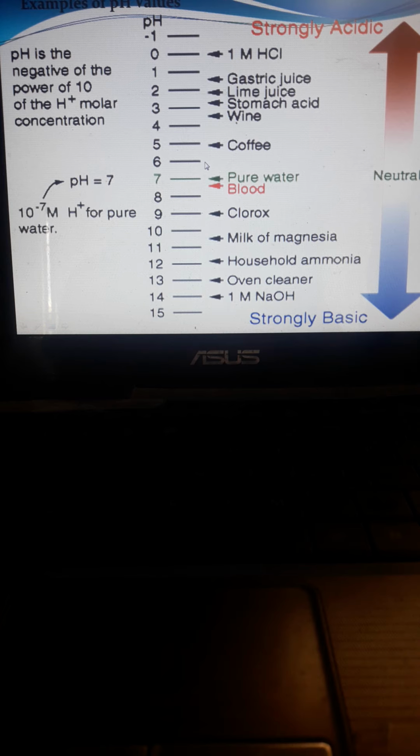And 6, that is almost a weak acidic environment. Then pure water, and blood is almost 7, 7.3 to 7.4. That is the standard pH of blood, that is neutral. And we have Clorox or other bleaching powder, bleaching agent. Milk of magnesia, that is 10.5. Household ammonia, oven cleaner, and 1 molar sodium hydroxide are considered to be basic pH values.